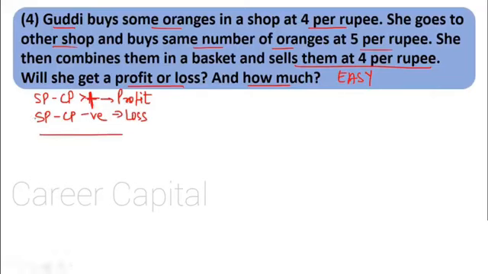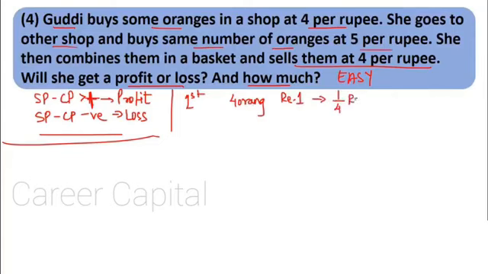Now do we know the selling price? No, we just know that she sold them at 4 oranges per rupee. Same way for cost price, we do not know. Let us assume that Goody goes into the first shop. Over there she bought the oranges at the rate of 4 oranges for 1 rupee. In 1 rupee she got 4 oranges. So the price of 1 orange would be 1 upon 4 rupees, correct? So this is the price of 1 orange in the first shop, right?